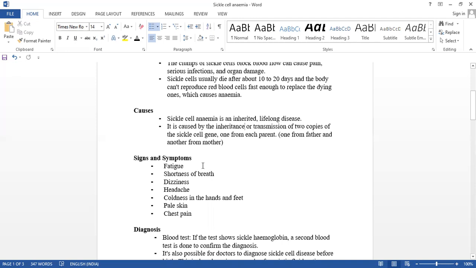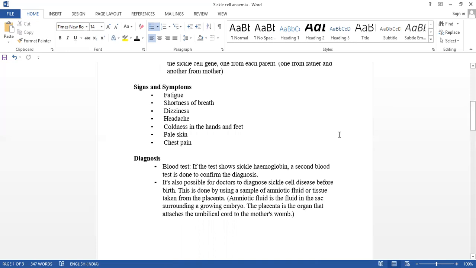Signs and symptoms, same as that of the other anemia. Okay, in general, fatigue, shortness of the breath, dizziness, headache, coldness in the hands, feet, pale skin, chest pain. Okay, these are the common signs and symptoms.